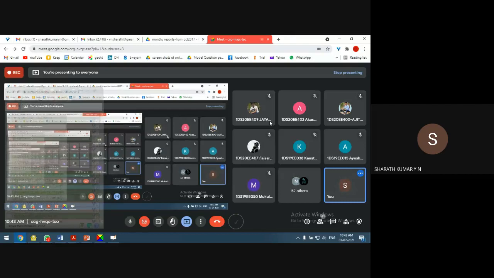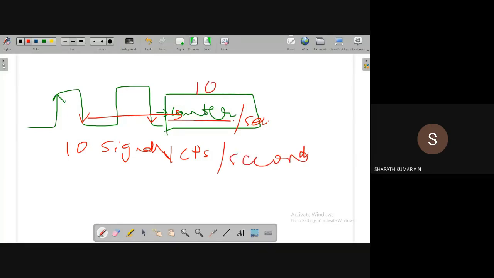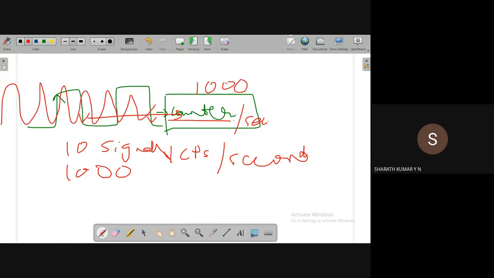Okay, I'll take a simple quick example. Let us say we are applying 10 signals or clock pulses per second. So what should be the counter indication? It should be 10. If it is 100, it should be 100. If it is 1000, that means the higher the frequency of the signal, the counter indicates a larger value. This counter is calibrated to indicate the frequency directly. This we find in our digital oscilloscope also.